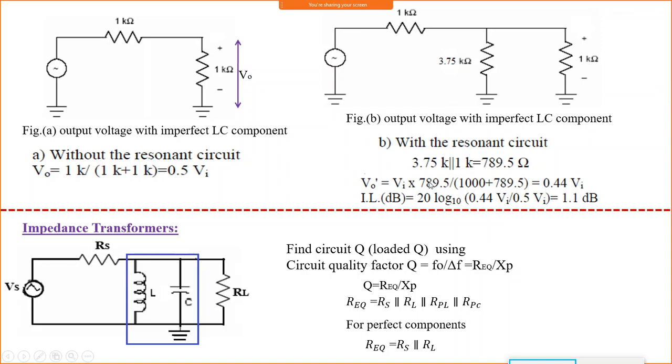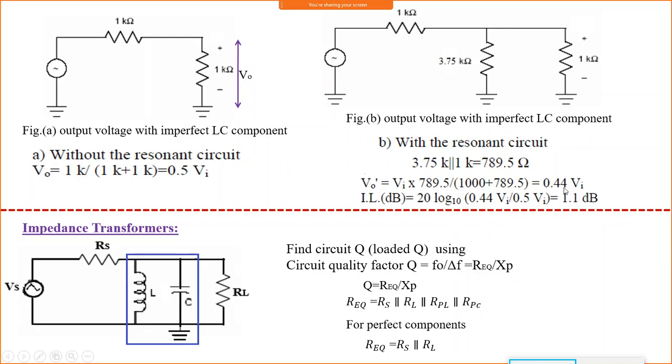That is Vi divided by 1000 plus 789.5, multiplied by this parallel combination resistance, 789.5. We get 0.44 Vi as the voltage across this, which is V naught dash. Now you take the ratio of 0.44 Vi to 0.5 Vi in log, and you will get 1.1 dB. So the insertion loss is 1.1 dB.